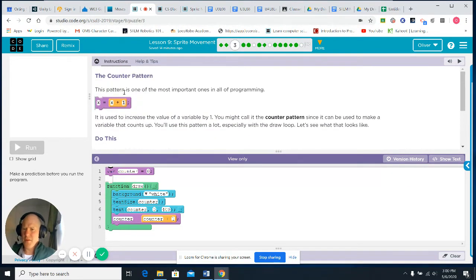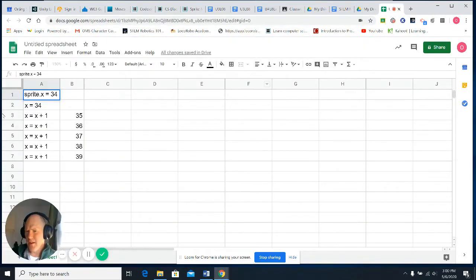Before we jump into the counter pattern, this is one of the most important programming pieces that you're going to learn in this unit: x equals x plus 1. Whatever x is, you're just adding 1 to it. And I have an example for you. Let's just say the sprite x is at 34. In the very beginning, the x position is at 34, and you want to move the sprite to the right. So you have x equals 34.